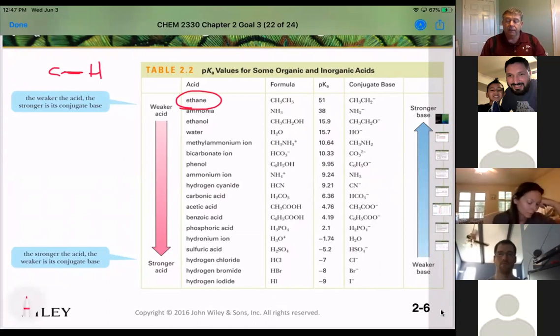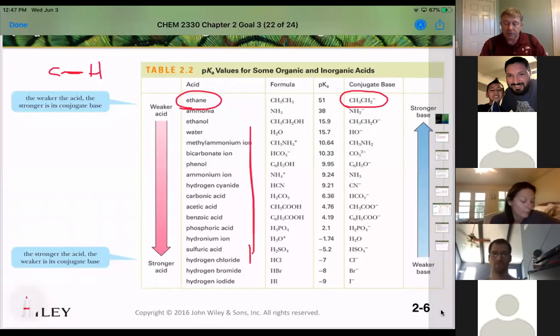Okay? But that means that if we create a carbon with an anion on it, it's going to be very reactive because it's going to want to steal the proton from any other functional group below it, okay? Think of it that way. Think of it as if we formed this right here, it's going to steal a proton from ammonia, water, ethanol, phenol, benzoic acid, acetic acid. It'll steal protons from any of those, okay? So that's one way to look at this pKa chart, okay?